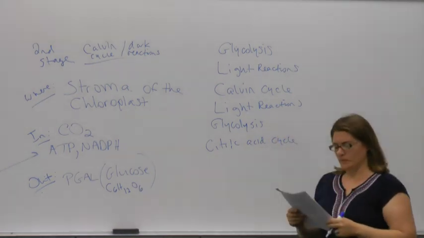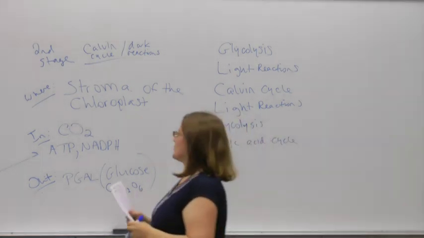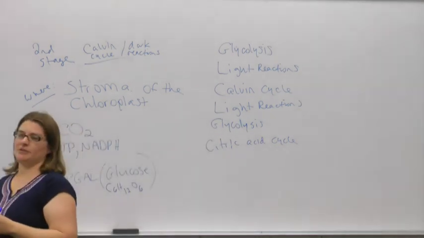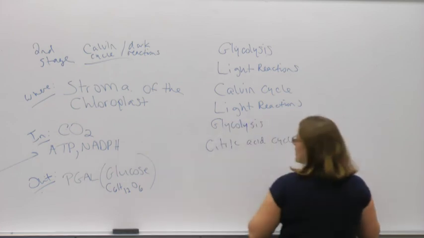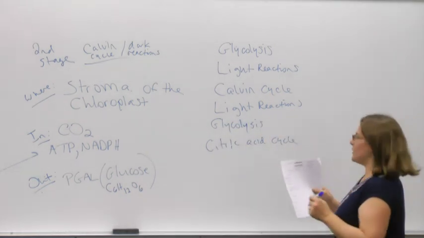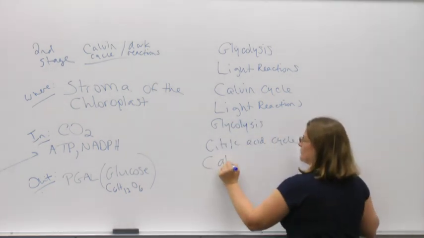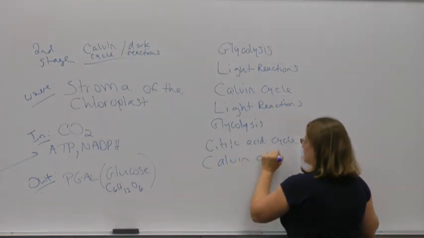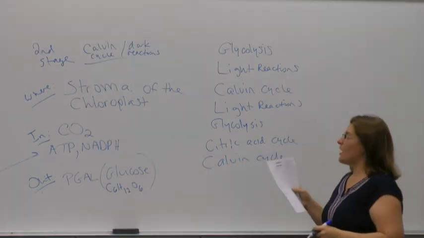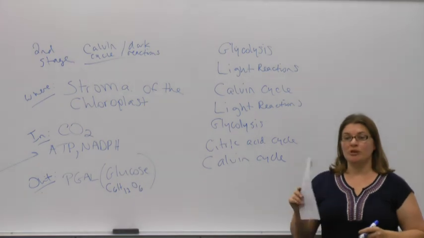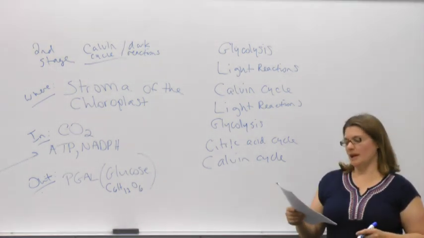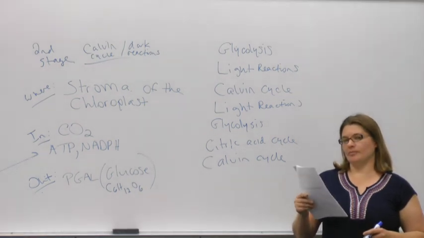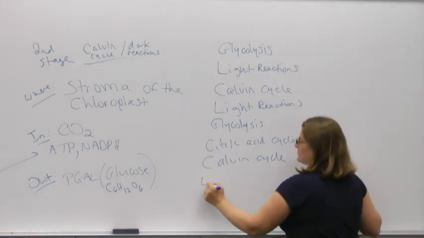Okay. Carbon dioxide is used, is that respiration or photosynthesis? Photosynthesis. What stage is the carbon dioxide used? The Calvin cycle. Oxygen is produced, respiration or photosynthesis? Photosynthesis. What stage? The light reactions.